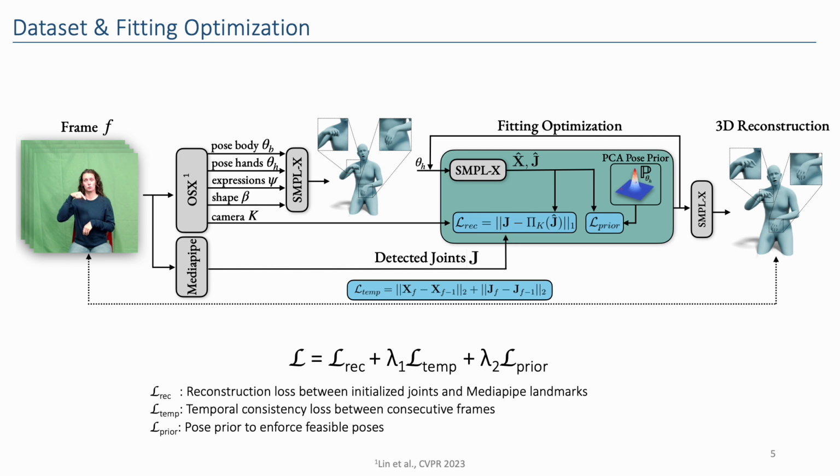To constrain the optimization to plausible human and hand poses, we propose a simple but intuitive approach using principal component analysis to model the subspace of anatomically feasible poses. Finally, to tackle the presence of jittering and potential spatiotemporal noise in the joint detections, we deploy a temporal coherence loss between consecutive frames.